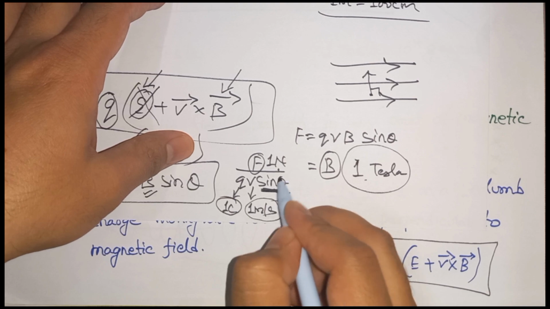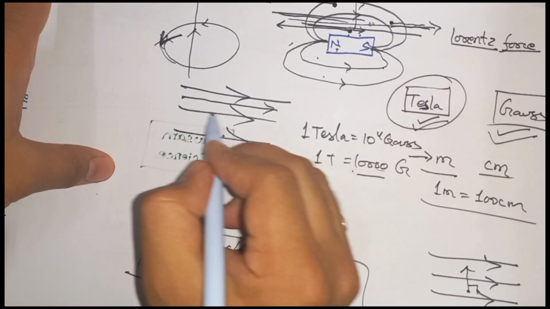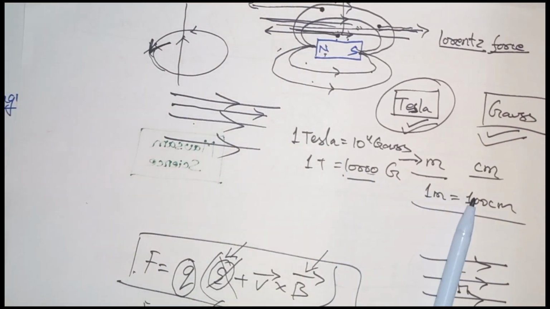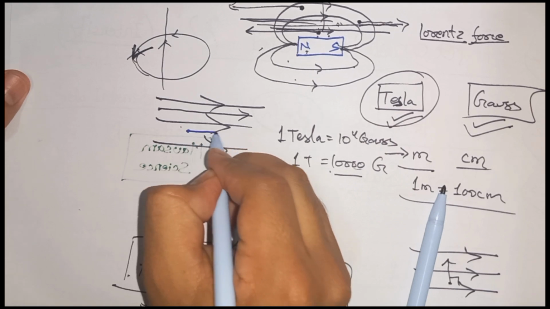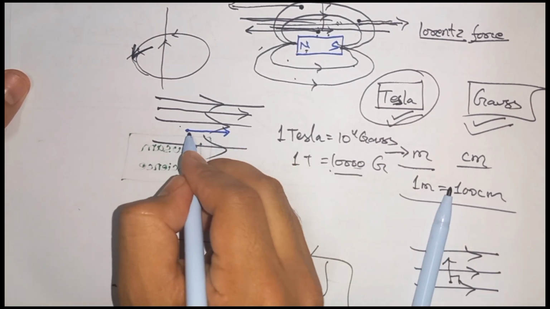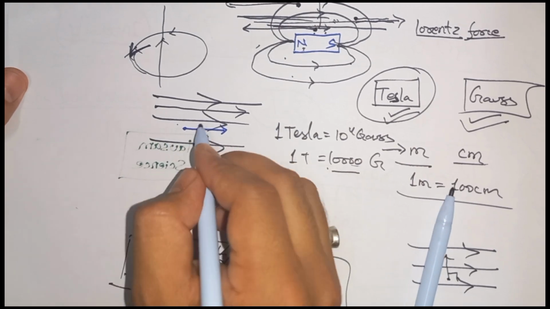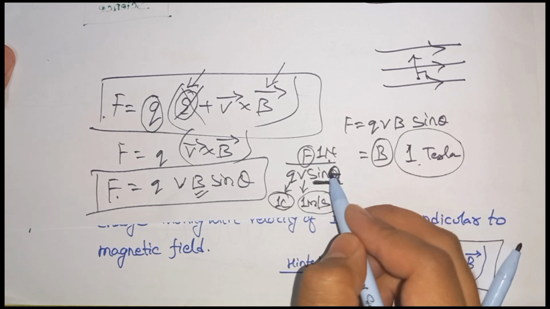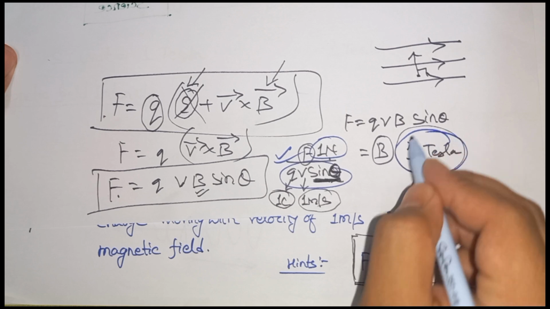Sine 0 means theta is 0. Suppose this is the magnetic field, these are the lines representing the magnetic field, and if the charged particle moves in the same direction, that means the angle is how much? If both lines are parallel, then the angle is 0 degrees. If the angle is 0 degrees, sine 0 degrees will be 0. If any number is divided by 0, the value will be infinity. We will not get 1 Tesla.